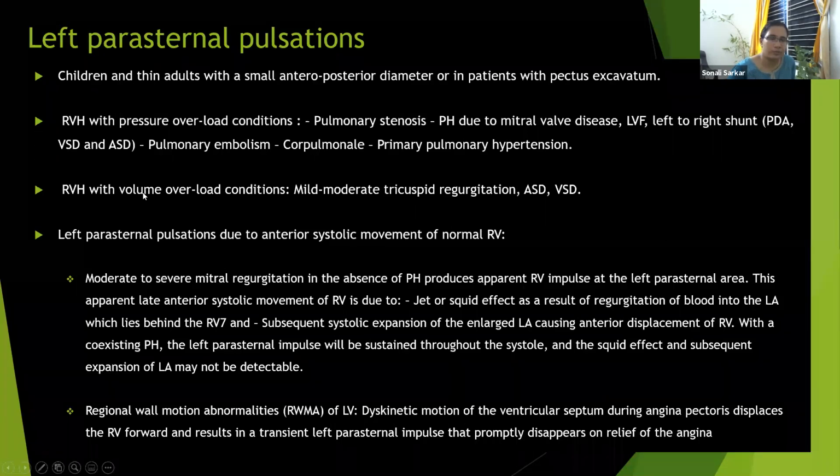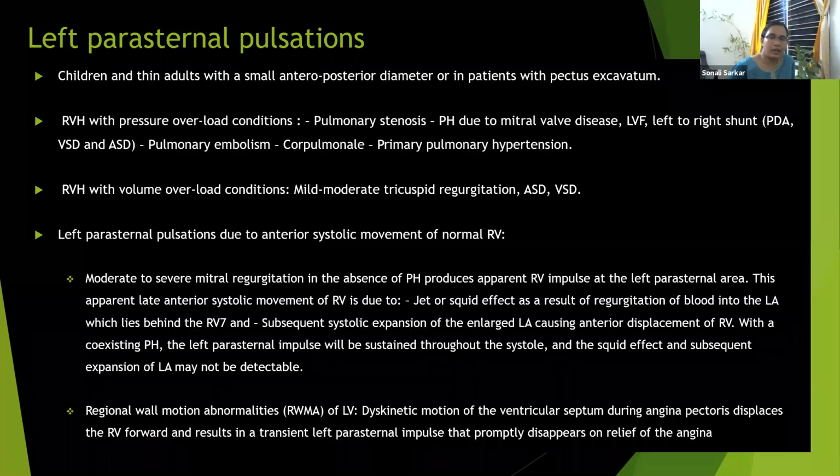It can occur in right ventricular hypertrophy due to volume overload conditions, that is mild to moderate tricuspid regurgitation, ASD and VSD. But left parasternal pulsation can also occur due to anterior systolic movement of a normal RV. What is the meaning of this? When the LV contracts, due to the regurgitation, a huge amount of blood regurgitates from the left ventricle into the dilated left atrium. So the left atrium, when it expands, causes anterior displacement of the right ventricle. This anterior displacement of the normal right ventricle produces a left parasternal impulse.